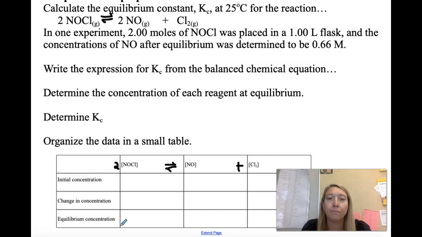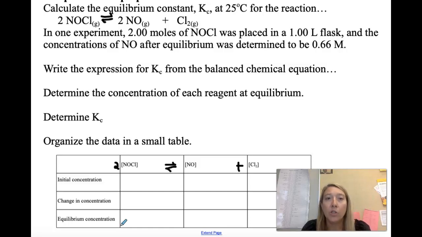So when we are creating an ice table, really important to make sure that you remember that these are all concentration values. And that's because when we solve for Kc, we need concentration. So make sure you read the question carefully because in some cases it will give you initial concentrations, but in some cases, it's going to tell you how many moles were placed in a flask. And then you need to make sure that you're doing the moles divided by the volume so that you can get moles per liter, okay?